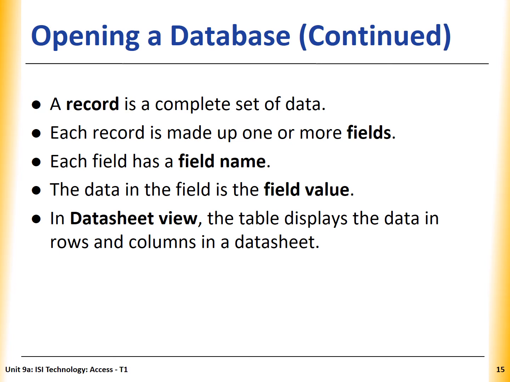Continuing in the database, a record is a complete set of data. Each record is made up of one or more fields. Each field has a field name. The data in the field is the field value. In Datasheet view, the table displays the data in rows and columns in the datasheet. If you notice, I made these bold. These are very important keywords.